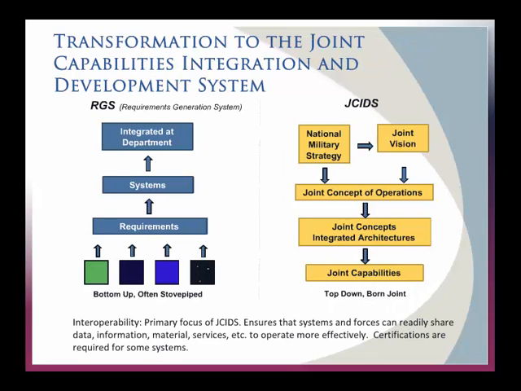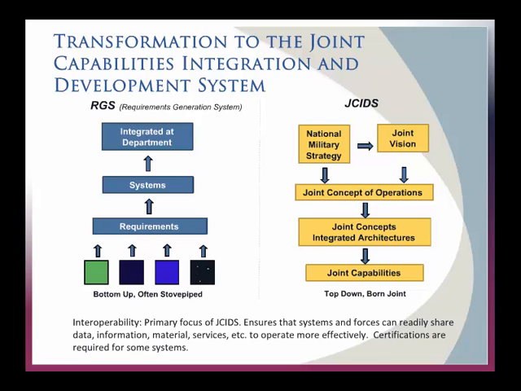Now this is an important slide in understanding JSIDs for the reason that on the left you're looking at the way things used to be, and on the right you're looking at what JSIDs does differently. And so while they may look very similar, they actually have some very fundamental differences. The way things used to be in the requirements generation system, very bottom up, typically stovepiped. They were almost encouraged to be stovepiped. The rules did not cause jointness unless it was convenient. Going through requirements to the system and maybe integration at the department level.